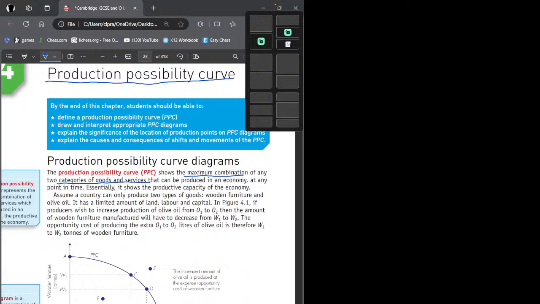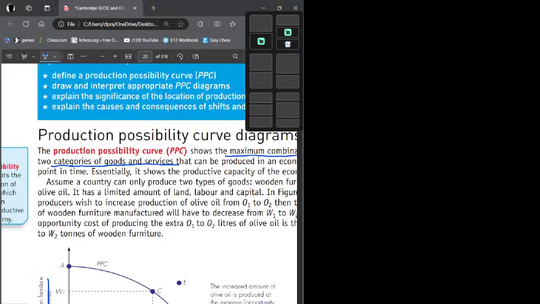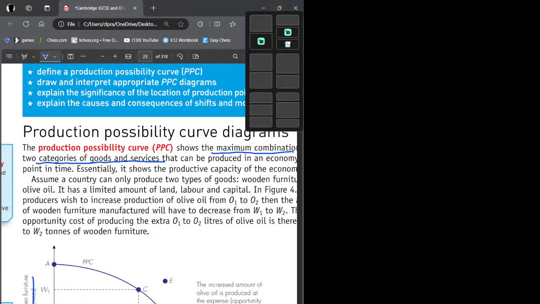So we have an example here. We have olive oil and wooden furniture, and we have some points on the PPC. Now we are going to look at what those points are. If this is the point, that means that the government is producing only wooden furniture and none of the olive oil. If the point is here, that means that the government is producing B quantity of olive oil, which is 100%. So B quantity of olive oil and only olive oil and no wooden furniture.